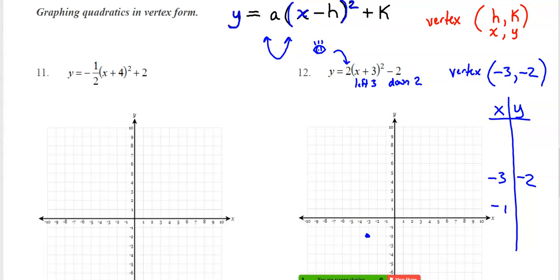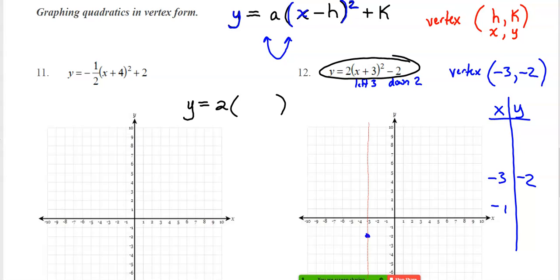I'm going to show you what's cool about getting 1 point, because parabolas are symmetrical. If I get 1 point on one side, it automatically gives me a freebie on the other side. So I'm going to throw -1 in for x. Let's go back to this equation and rewrite it with -1 in for x: y equals 2 times (-1 plus 3) squared minus 2. I'm plugging this in to see what happens to y.